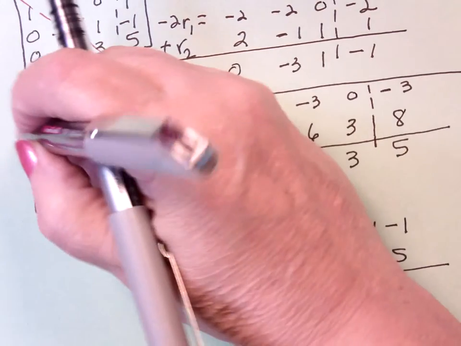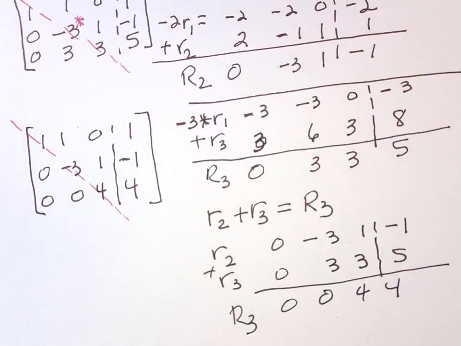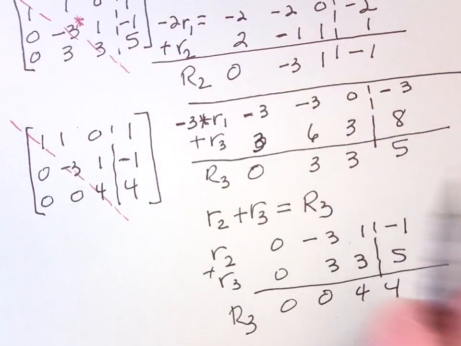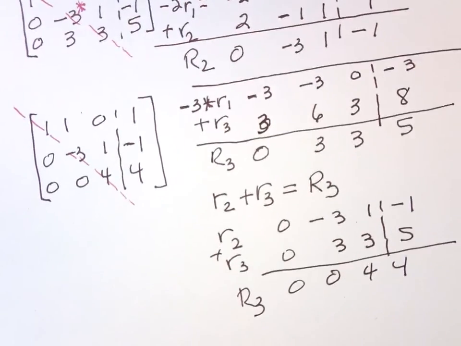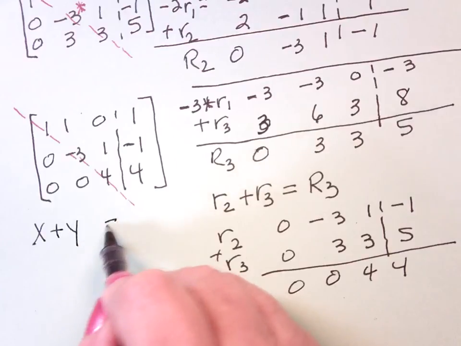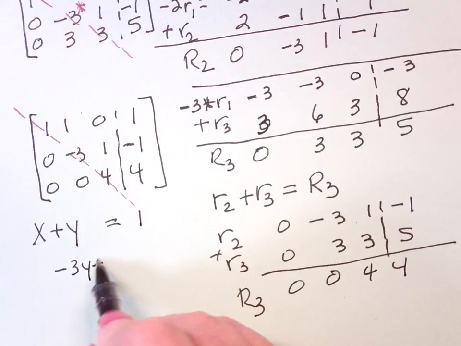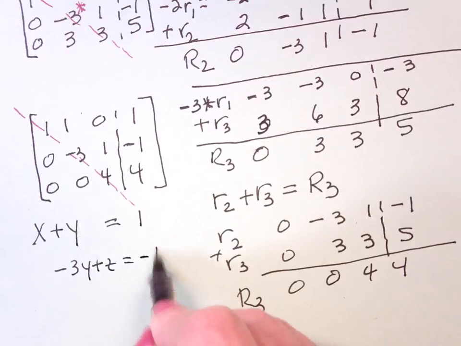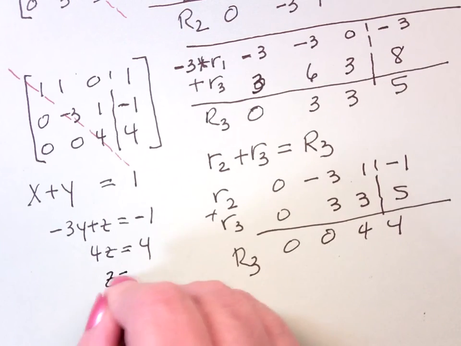Now, if I go down the main diagonal, what do I have below it? All zeros. So I'm going to wind it back out. X plus y equals 1. Negative 3y plus z equals negative 1. 4z equals 4. That says z equals what? 1.